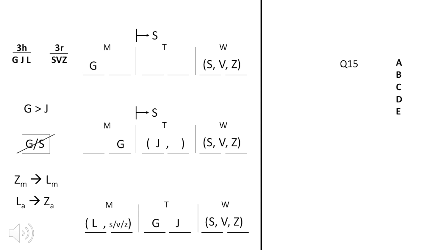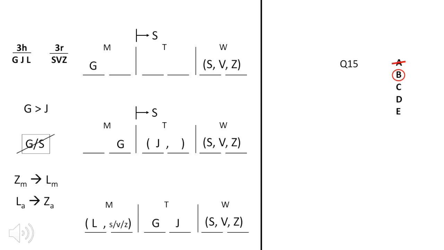Based on my third diagram, I can see that G and J can go together on Tuesday, so I cross this one out. Answer choice B lists G and V. Based on our three diagrams, we know that if G is not inspected on a Monday, it must be inspected with J on Tuesday. So this means that G could not be inspected with V on any day except Monday, making B the correct answer.